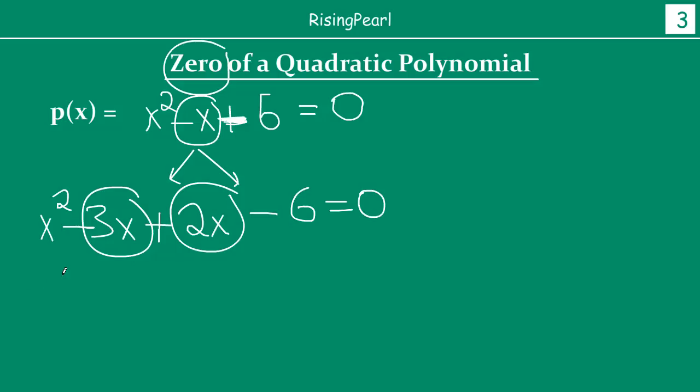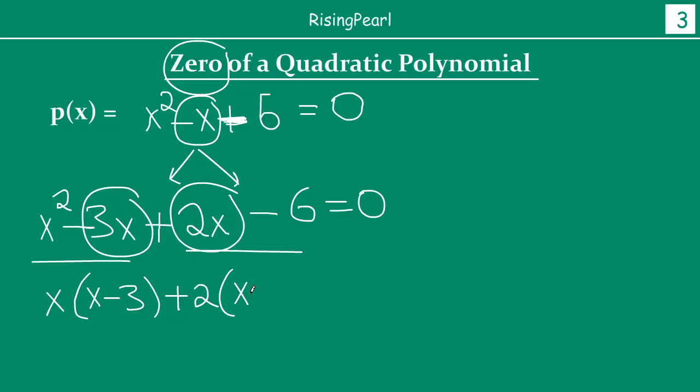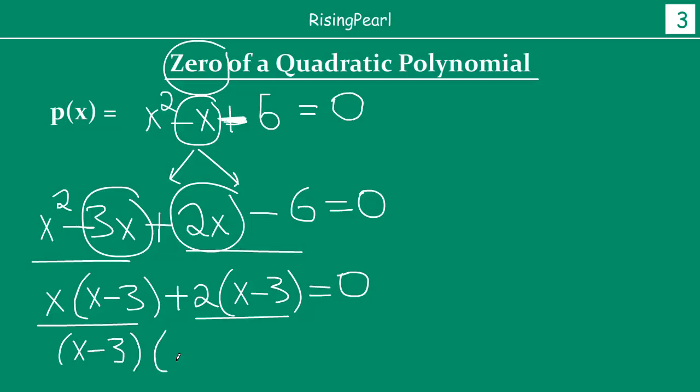So now from the first two terms we will take x common, so we will get x minus 3. And from the second two terms we will take plus 2 common, and we will get x minus 3. And this is equal to 0. And from this term and this term we will take x minus 3 common, and then we will have x plus 2 equal to 0.